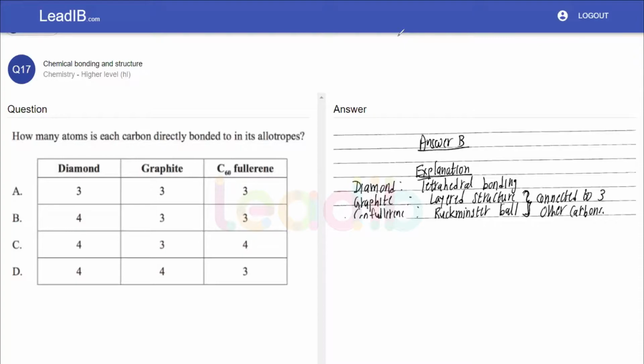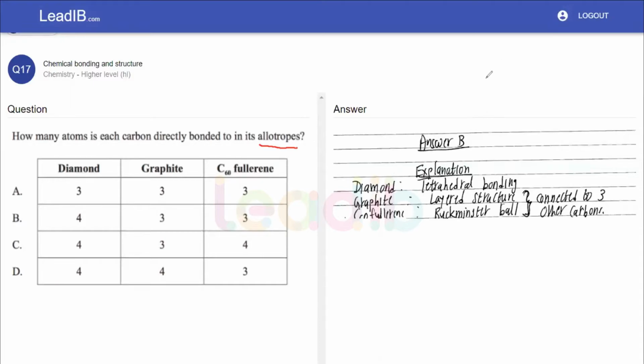How many atoms is each carbon directly bonded to in these allotropes? So what is meant by allotrope? As you know, allotropes are basically different structural forms of the element. In carbon, there are three typical forms. One is diamond, the second is graphite, and another one is C60 fullerene. So let's look into the structure, how they are bonded.